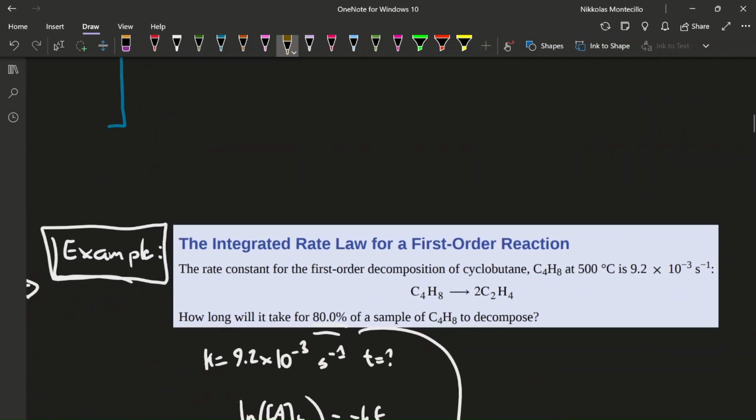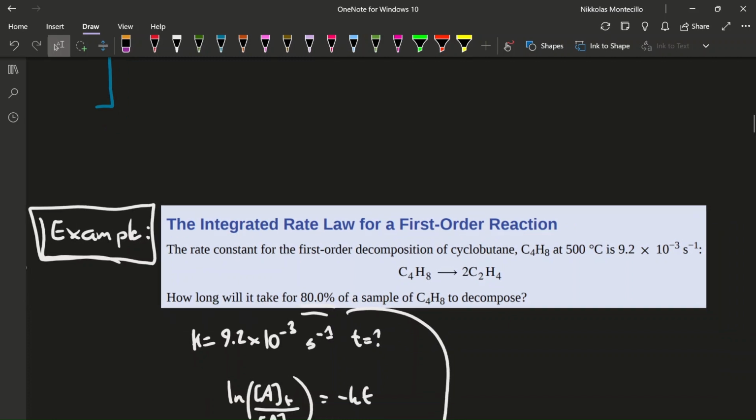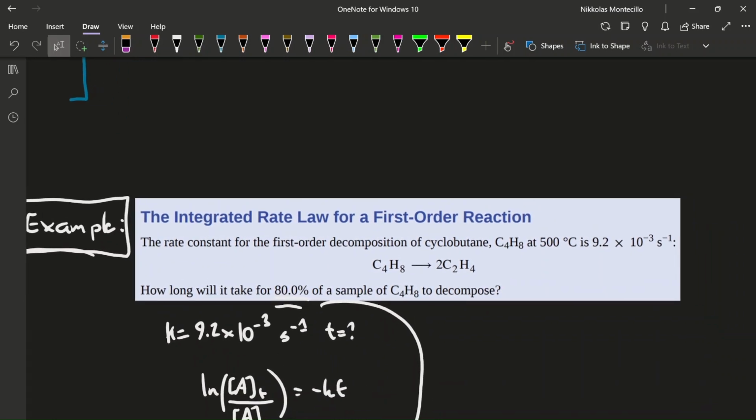The rate constant for the first order decomposition of cyclobutane, C4H8, at 500 degrees Celsius is 9.2 times 10 to the negative 3 per second. Okay, so let's keep this detail in mind. How long will it take for 80% of a sample of C4H8 to decompose?